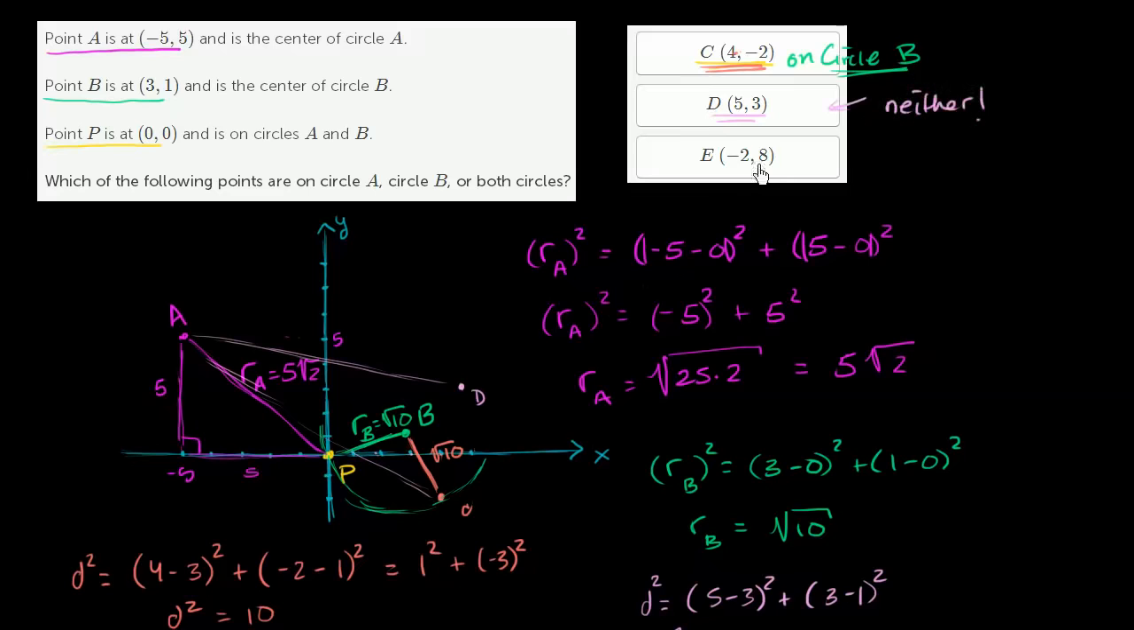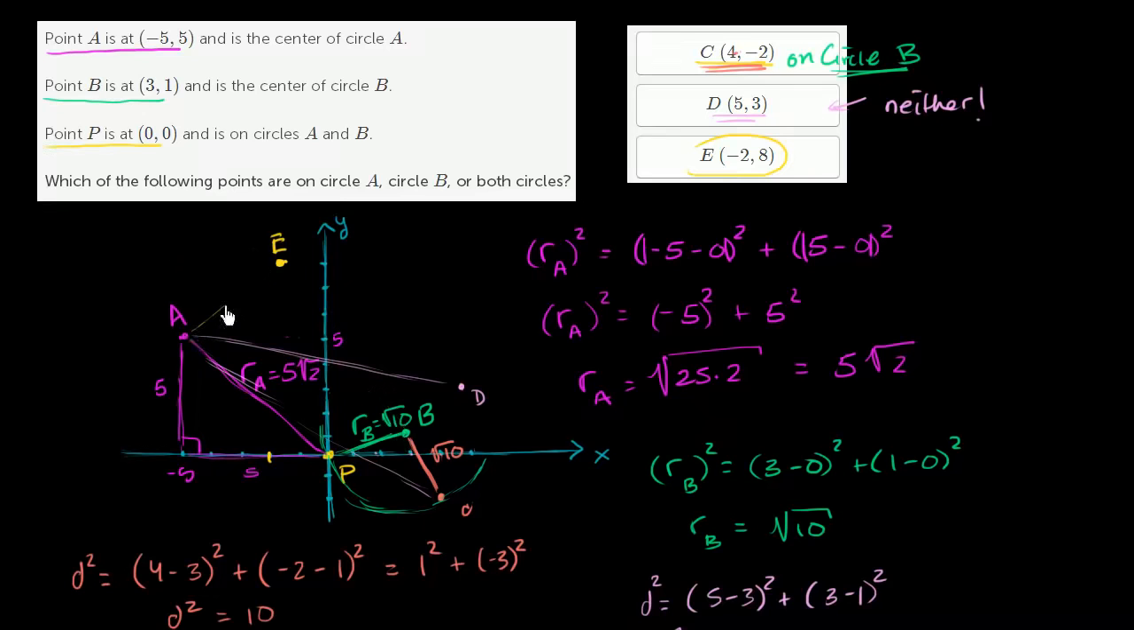Now finally, we have the point negative 2, 8. I'm running out of colors. I guess I'll use yellow again. Negative 2, 8. So that's negative 2, 1, 2, 3, 4, 5, 6, 7, 8. So it's right over here. That is point E. Just eyeballing it, this distance is clearly way too far. It's clearly more than a radius away from B. So this isn't going to be on circle B.